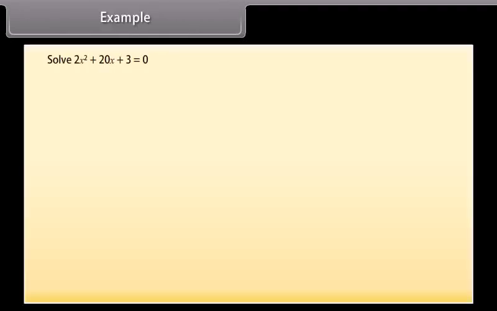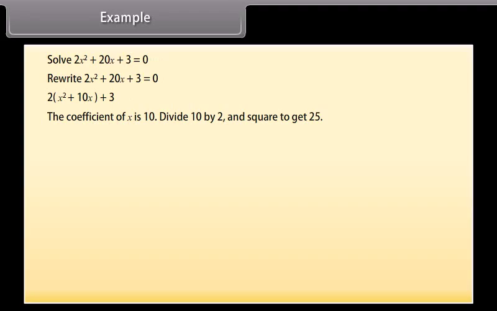Example. Solve 2x² + 20x + 3 = 0. Rewrite 2x² + 20x + 3 = 0 to get x² on its own: 2(x² + 10x) + 3. The coefficient of x is 10.